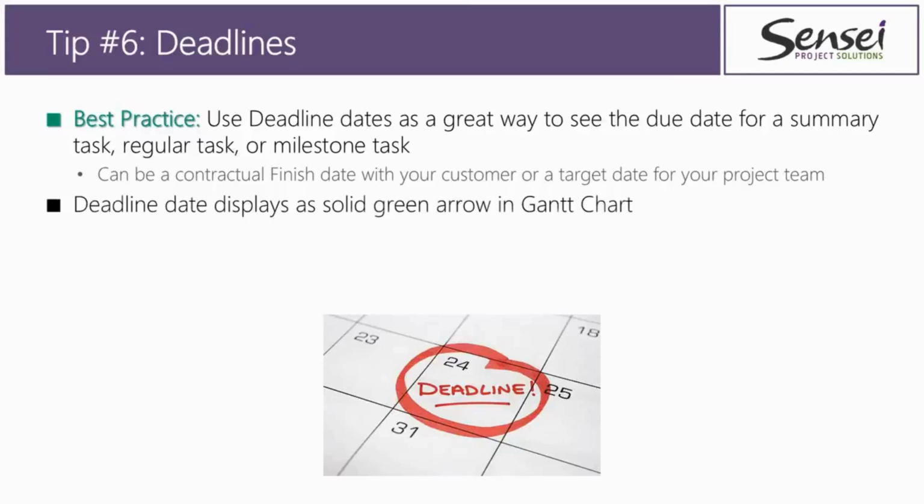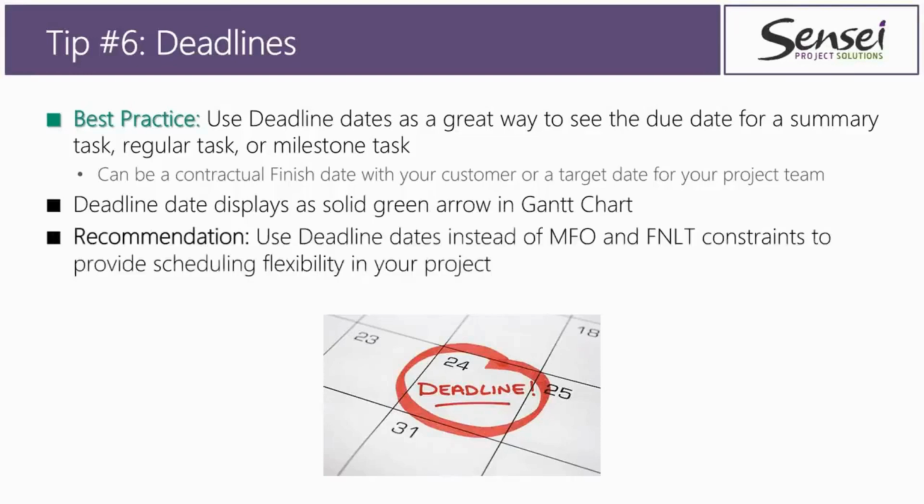You can use a deadline date for that. Deadline dates will always display as a solid green arrow in the Gantt chart in Microsoft Project. Now, recommendation here. Remember I said minimize your use of inflexible or hard constraints. You can use deadline dates instead of constraints like must finish on or must finish no later than, to provide greater scheduling flexibility in your project.